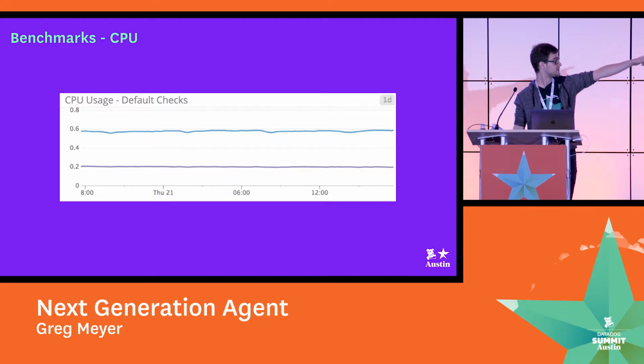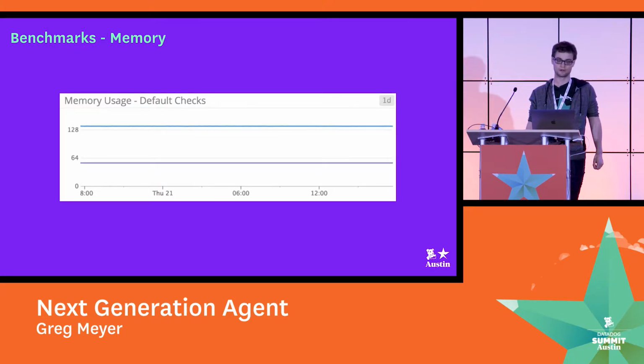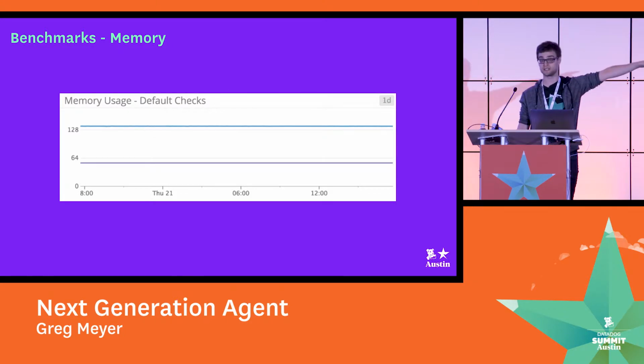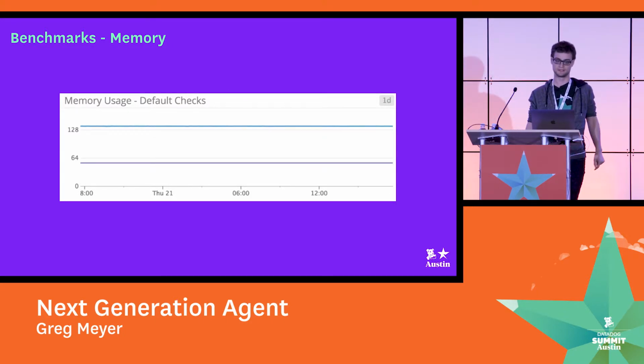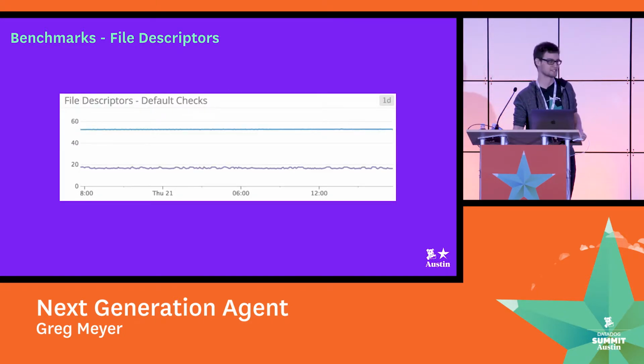CPU usage has decreased by about 1/3. Memory usage has also decreased by about 1/3. And file descriptors, this is a bit less exciting probably, but have also decreased by about 1/3.